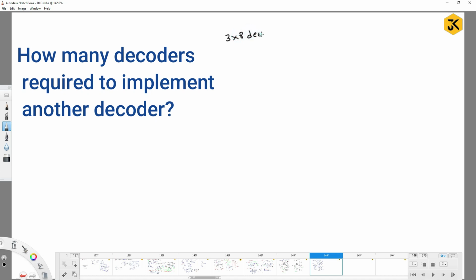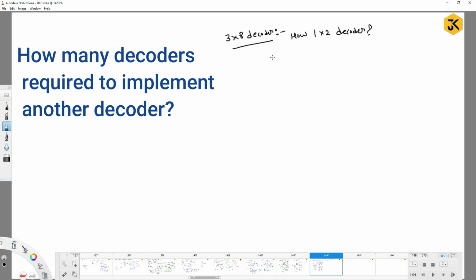If a 3/8 decoder needs to be implemented, how many 1/2 decoders are required to get the requirement of a 3/8 decoder? Obviously 7, right? So how will it work out? For example, how we have solved earlier, how many multiplexers are required in order to implement an m/1 multiplexer, like that, right?